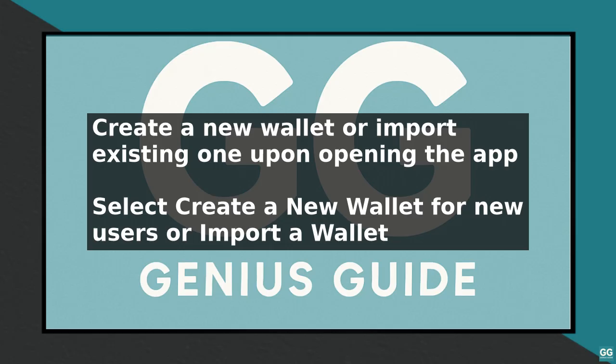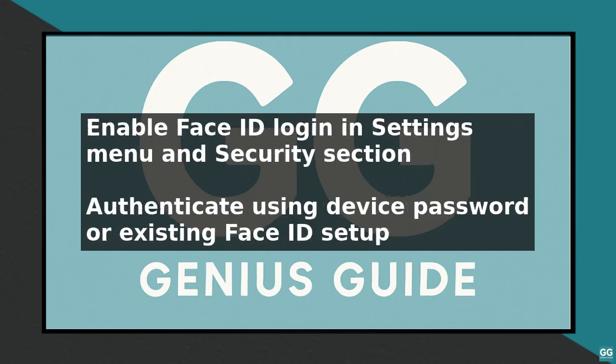To enable Face ID login, go to the Settings menu within the Trust Wallet app. Scroll down to the Security section and select Face ID. You will be prompted to authenticate using your device password or existing Face ID setup. Once authenticated, toggle the switch next to Face ID to enable it.